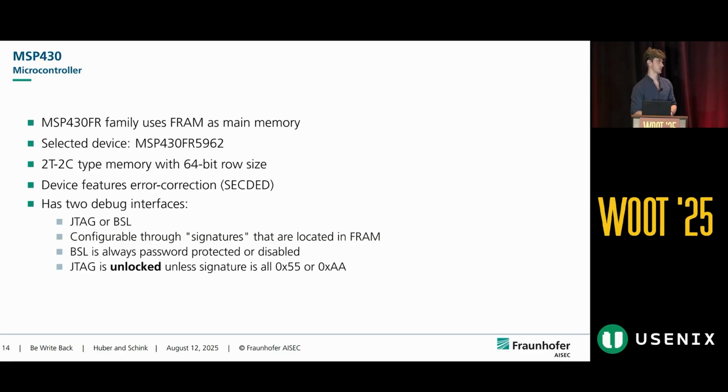And now to the interesting part. The device offers two debug interfaces. It is accessible either through JTAG or through BSL. BSL is a bootloader from TI, which can be communicated with through UART. Both interfaces are configurable through so-called signatures, not signatures in a cryptographic sense, but more like a config register, but TI calls them signatures, so I'll stick to that. And those signatures are also located in FRAM.